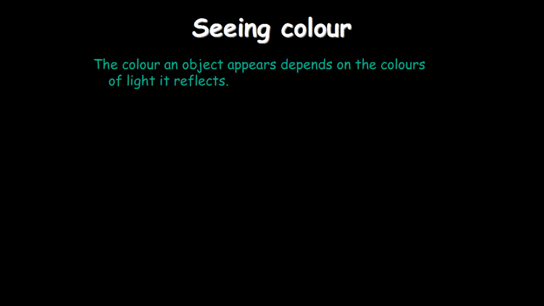The color an object appears depends on the colors of light it reflects. We see a lot of colorful objects in our surroundings. Some are red, some are green, yellow, pink, but basically none of the objects has the color. Colors are only in the light. Any object appears in the color it reflects.